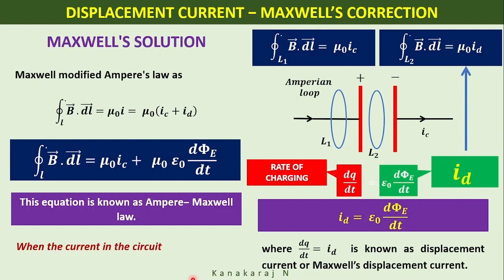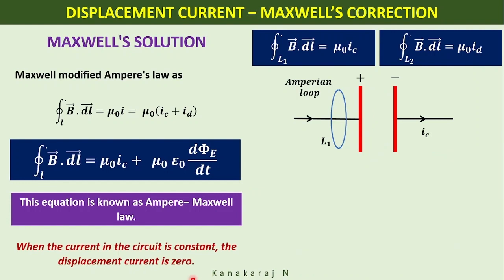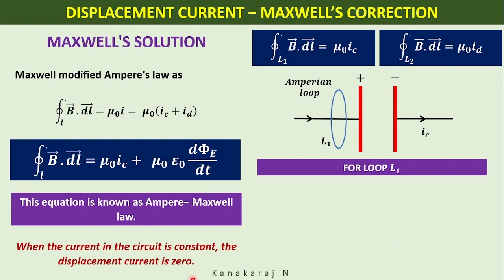When the current in the circuit is constant, the displacement current becomes zero. Let us look at the loop L1. Here you have the conduction current IC but no displacement current, right? In this loop, you don't find any d phi E by dt, so you don't have the second term for the first loop. Integration over loop 1 of B vector dot dl vector equals mu naught times IC.